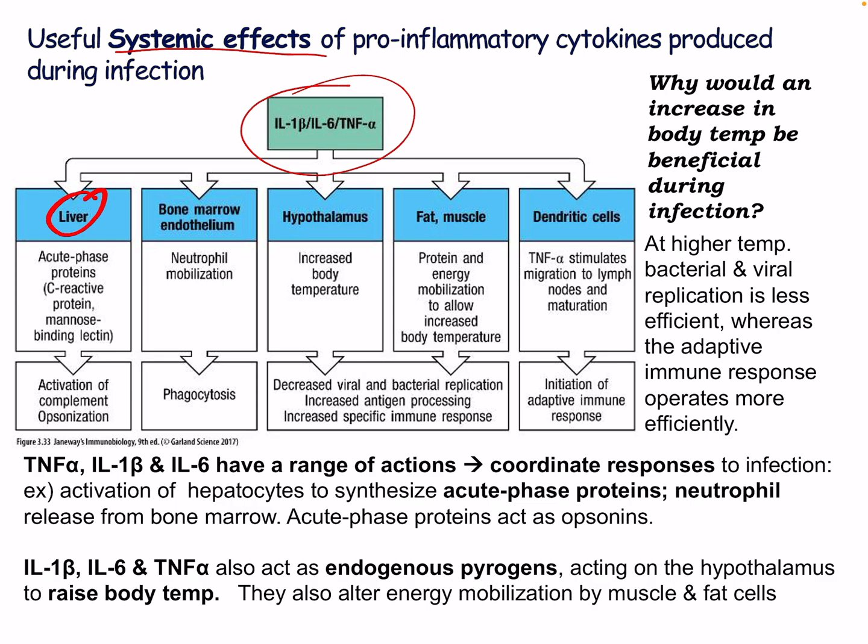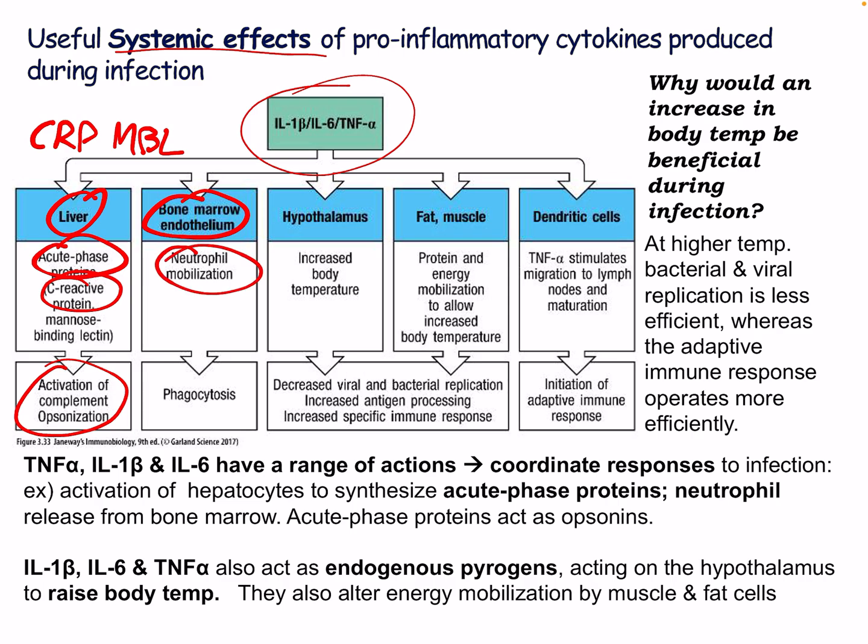They can go to the liver and cause the acute phase response, releasing acute phase proteins, including C-reactive protein or CRP, and mannose binding lectin or MBL, which we've seen before in the complement. And these are involved in activation of complement and opsonization. They can also stimulate the bone marrow to cause neutrophil mobilization. So we have stores of these white blood cells in our bone marrow, and these will release them, help with phagocytosis. They can also stimulate the hypothalamus to increase body temperature.